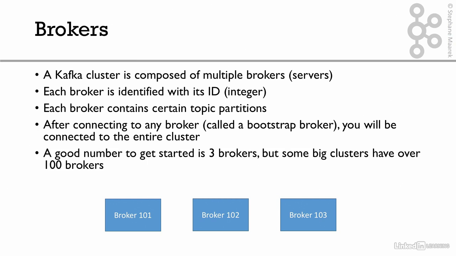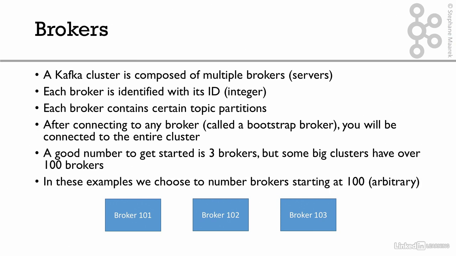A good number to get started with for a cluster is 3 brokers. But some big clusters at huge companies do have up to 100 brokers, and that's expected, okay? And so in this example, we're going to choose 3 brokers, but the ID of the broker is going to start at 100. It's arbitrary, but it's just to make your learning a bit easier. So 101, 102, and 103, okay? This course is not about setting up a Kafka cluster. This is an entirely different course, but this is just about explaining to you how the clusters work.